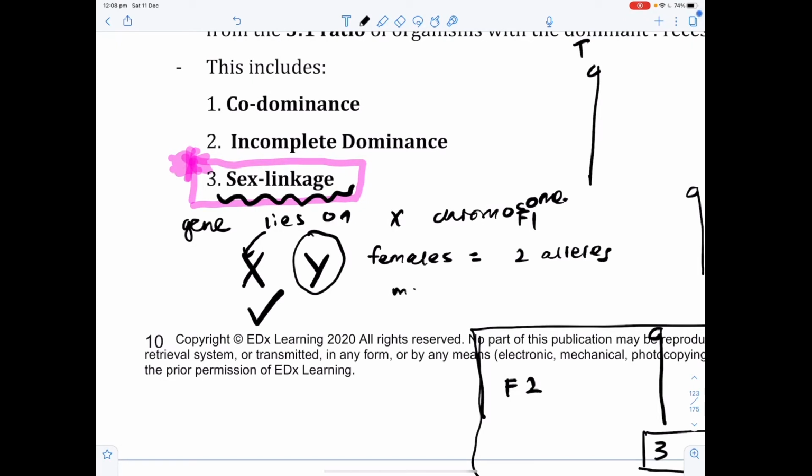Males have 1 allele. Can males ever be heterozygous for an X-linked condition? X-linked or sex-linked is the same thing. No, they can't, because they only have 1 allele, right? So do you see how there's a lot of implications from this?